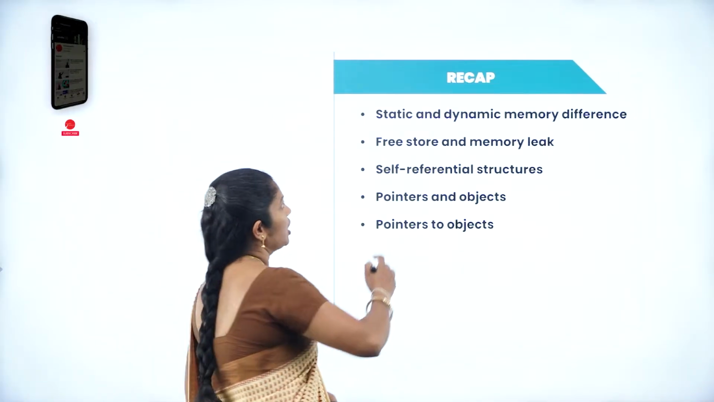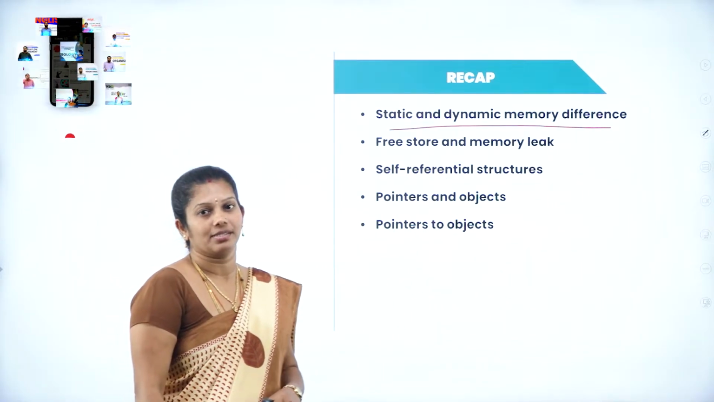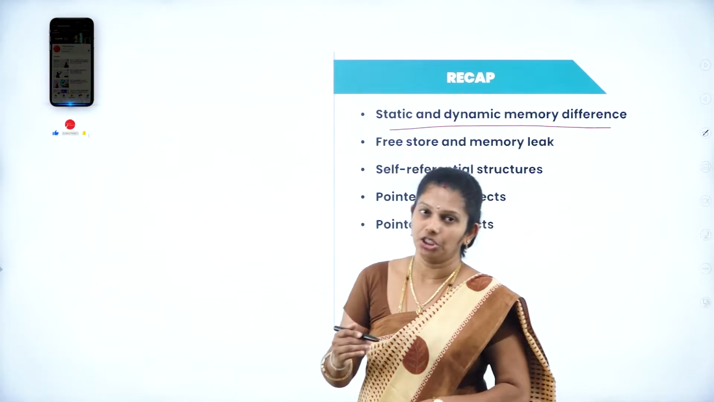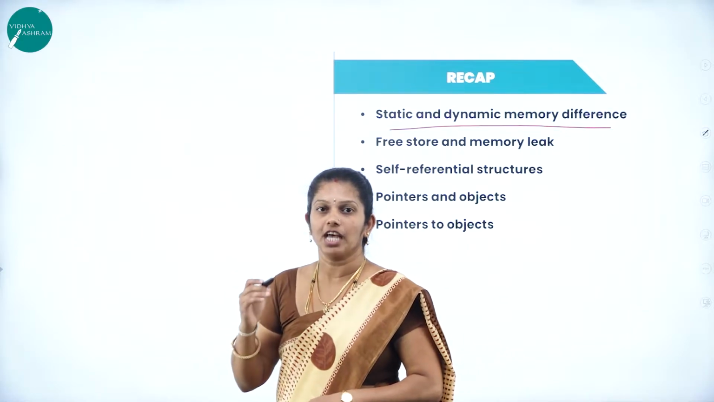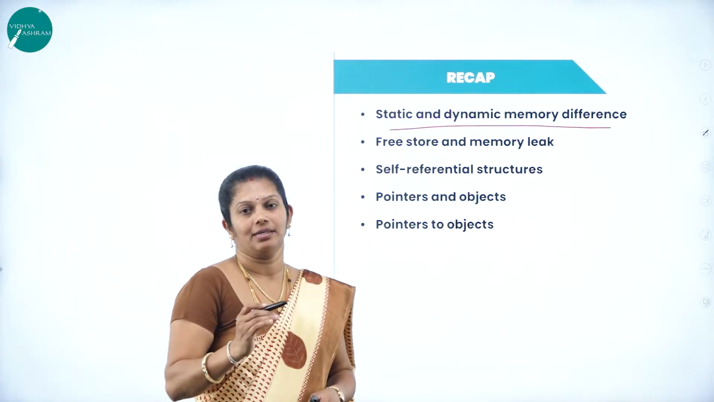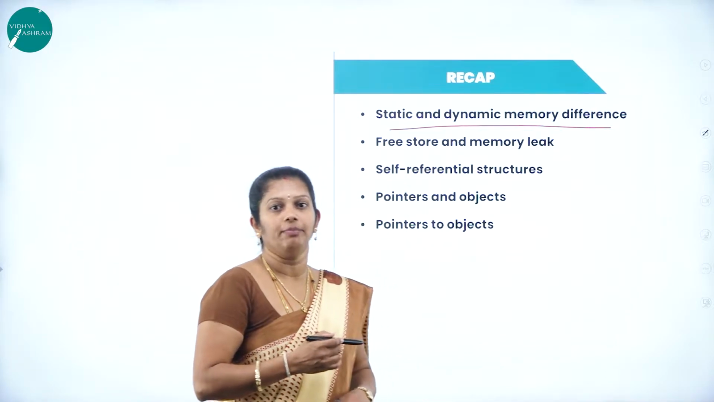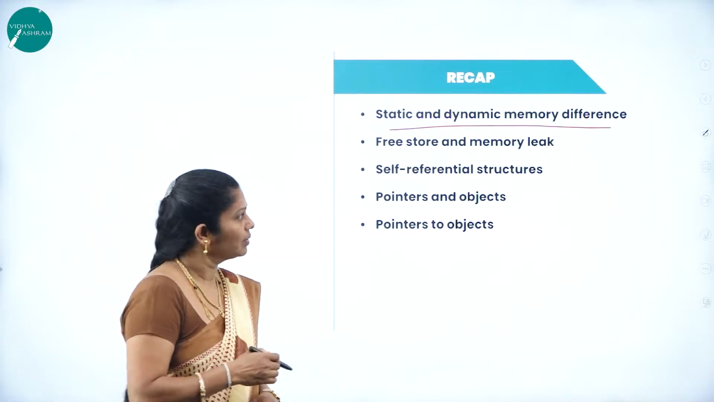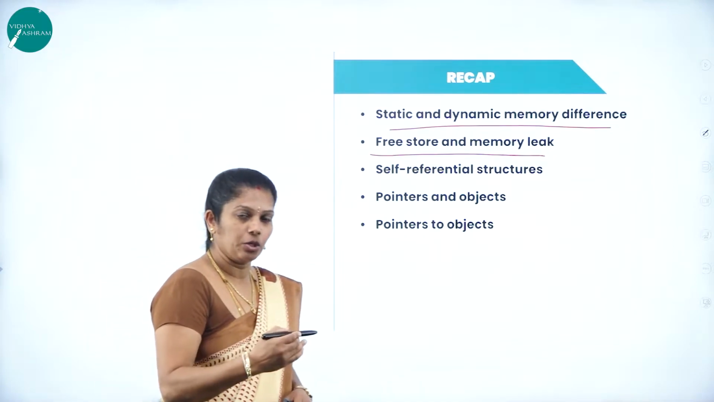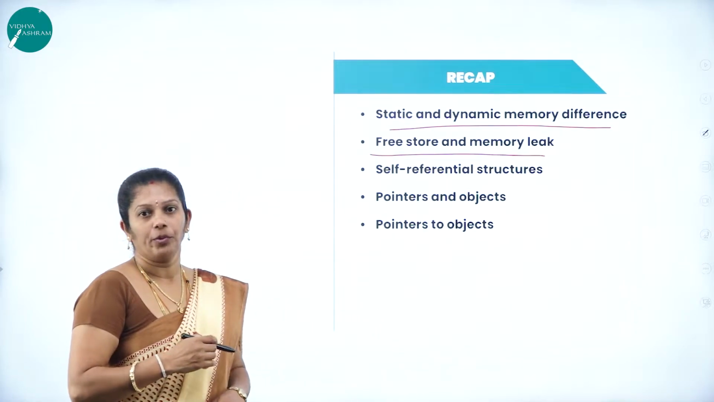In the previous session, you studied static and dynamic memory allocation and their difference. Static memory means memory is allocated at the time of compilation, whereas in dynamic, memory is allocated at runtime. In static, the memory is fixed, whereas in dynamic, only when the variable requires it, at that time the memory is allocated. Then, what do you mean by free store as well as memory leak? Whenever we use memory, if that memory is not deleted, then there is a probability of a memory leak.